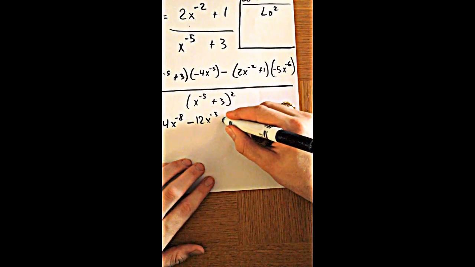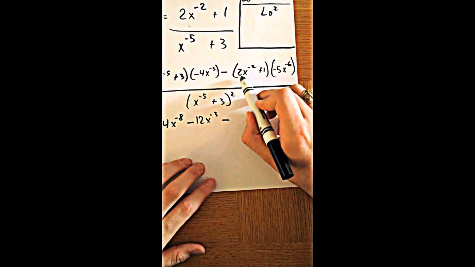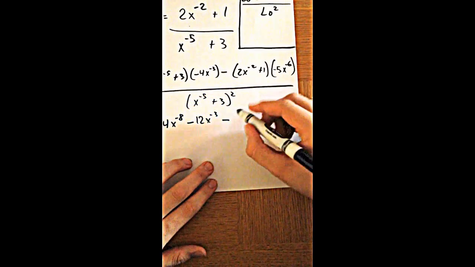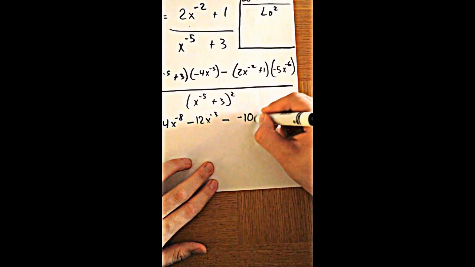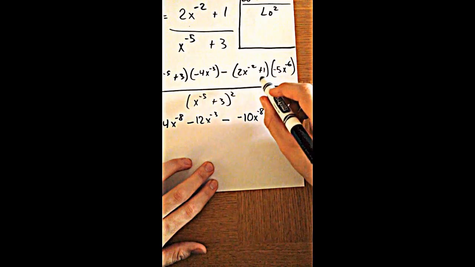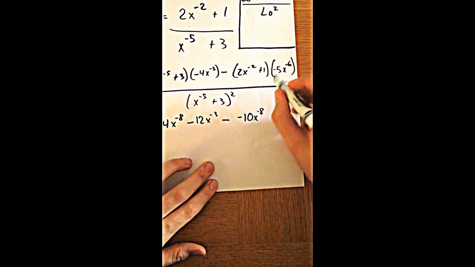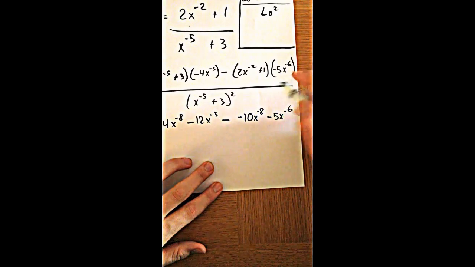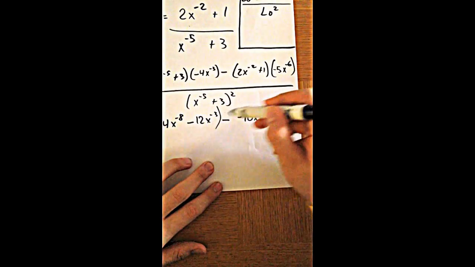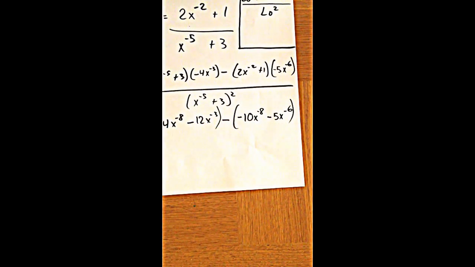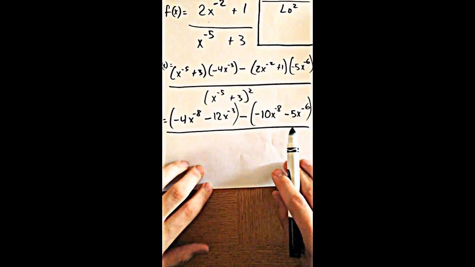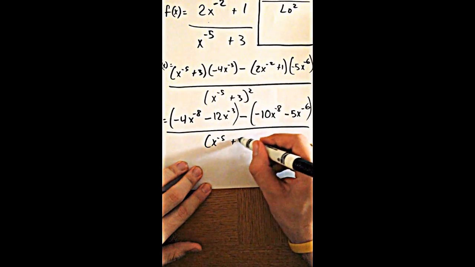Okay, and then we'll have a big minus sign here. We'll do 2x to the negative 2 times negative 5x to the negative 6. That becomes negative 10x to the negative 8. And then we have a 1 times negative 5x to the negative 6, so that becomes negative 5x to the negative 6th. Okay, and so I'll go ahead and put all of these in parentheses just to make sure that we distribute properly. All of that, of course, will be divided by x to the negative 5th plus 3 squared.